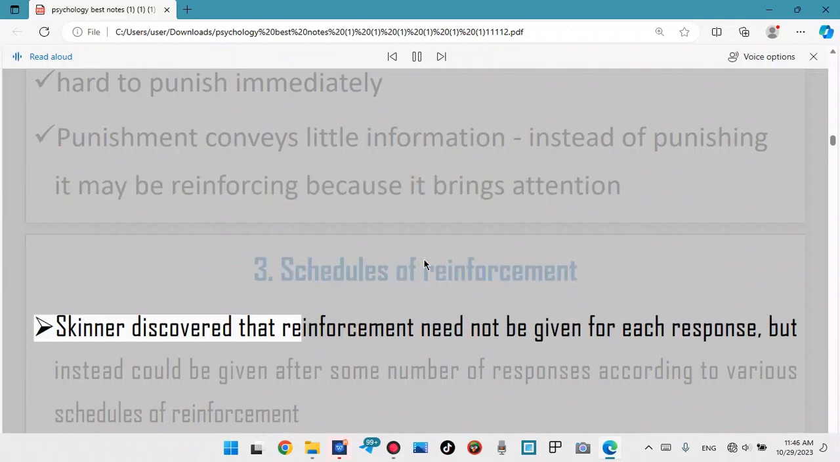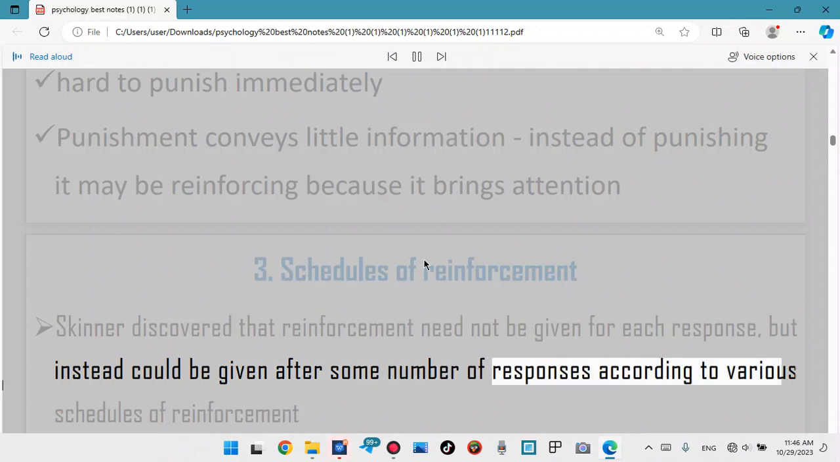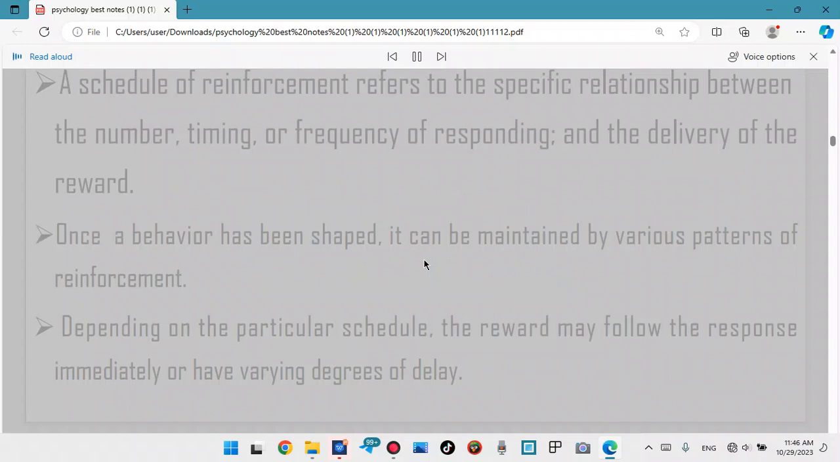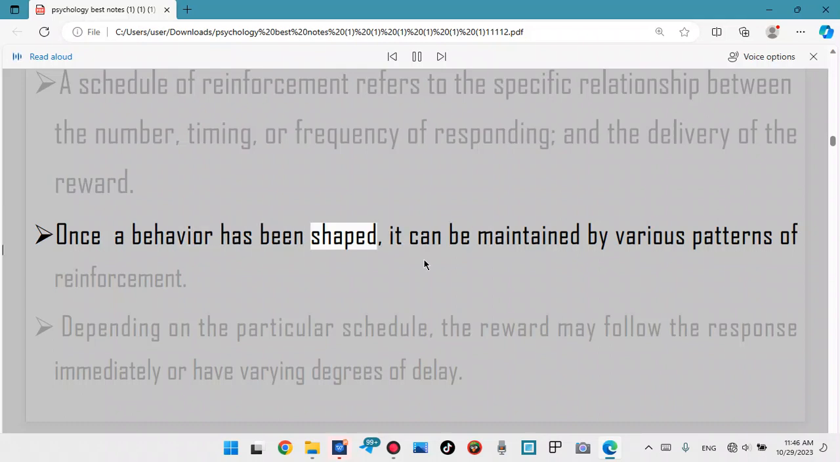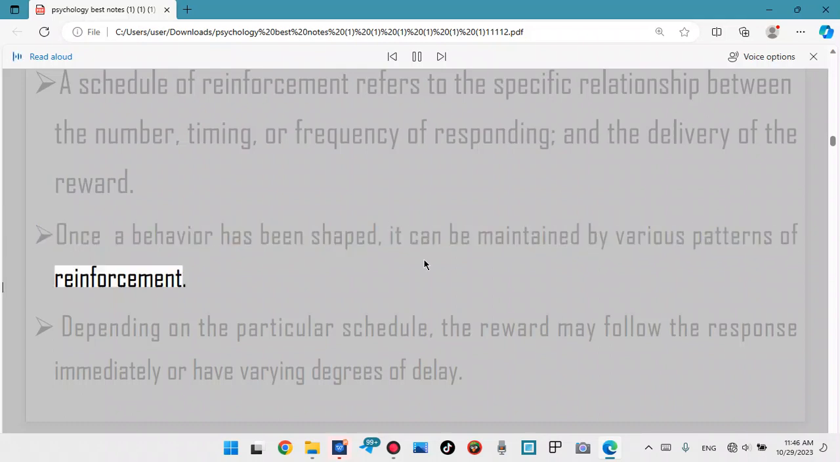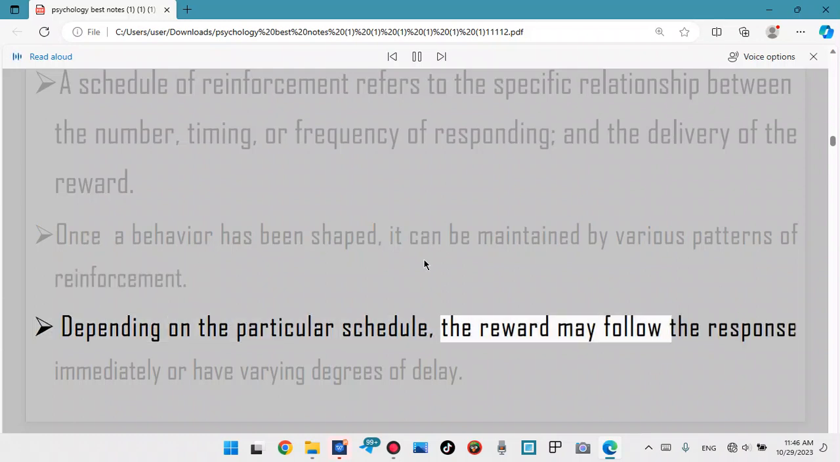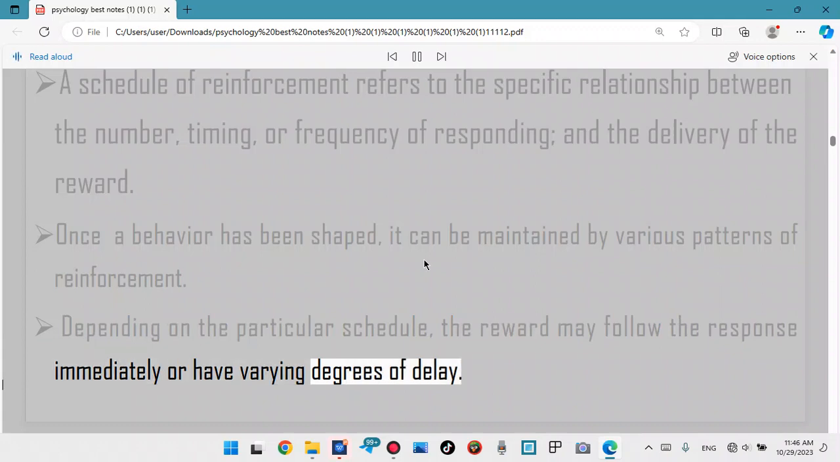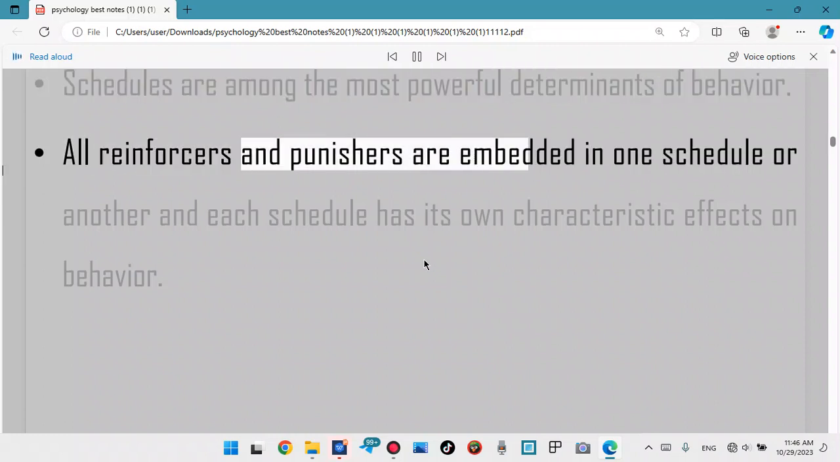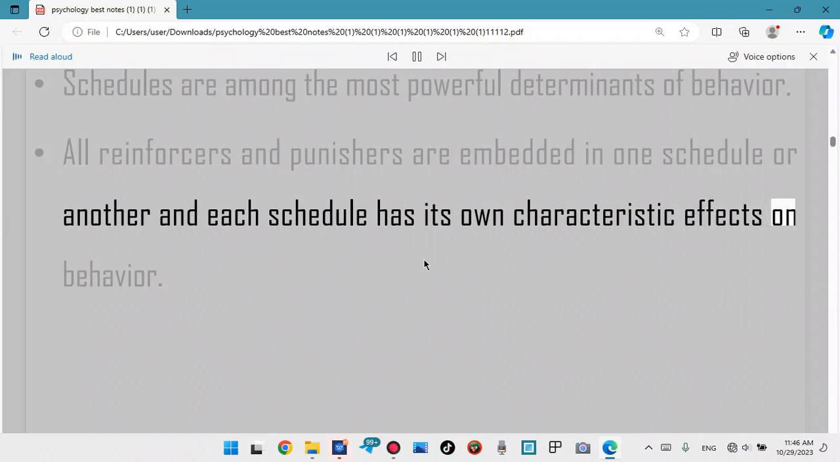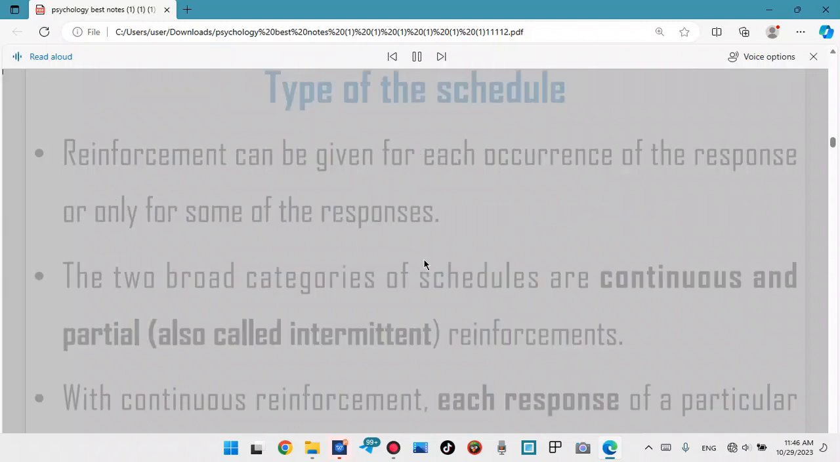3. Schedules of reinforcement. Skinner discovered that reinforcement need not be given for each response, but instead could be given after some number of responses according to various schedules of reinforcement. A schedule of reinforcement refers to the specific relationship between the number, timing, or frequency of responding and the delivery of the reward. Once a behavior has been shaped, it can be maintained by various patterns of reinforcement. Depending on the particular schedule, the reward may follow the response immediately or have varying degrees of delay. Schedules are among the most powerful determinants of behavior. All reinforcers and punishers are embedded in one schedule or another, and each schedule has its own characteristic effects on behavior.